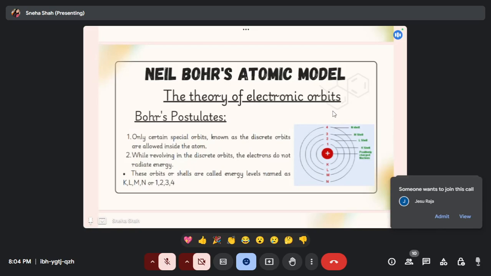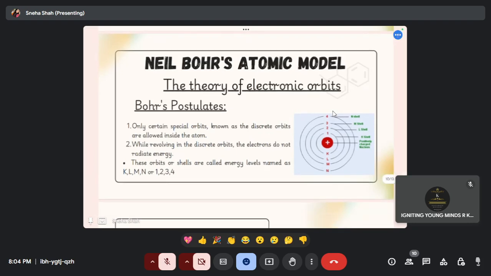As you go ahead, if you opt for chemistry in your higher standards, you will understand how the electrons are arranged in these orbits, and these orbits also have subdivisions. Okay, so you will understand that in higher classes.